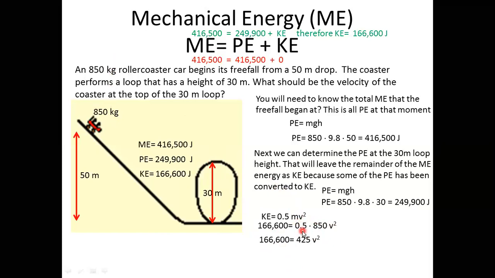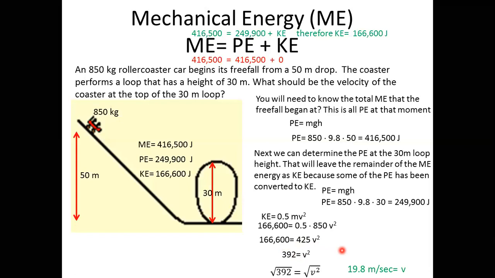So we'll combine 0.5 times 850, we get 425. We divide each side by 425. That will allow us to solve by taking the square root of 392, the square root of v squared. We end up with 19.8 meters per second of velocity as a result of this particular example.